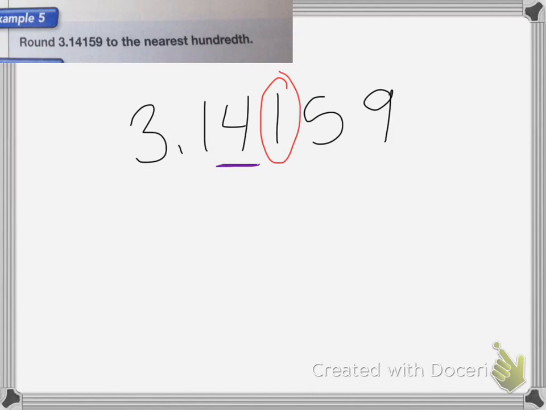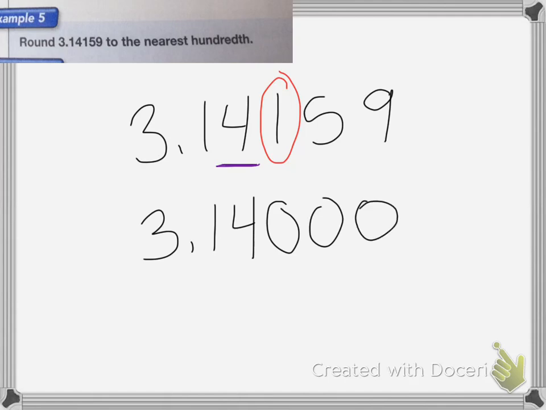Remember, if the circled digit is less than 5, we leave the underlined digit alone. And all of the numbers to the right of my underlined digit become zeros. So 1 is less than 5, so my new number is going to be 3.14, and then everything else becomes a 0. Now remember, with zeros, I can go ahead and erase them because it doesn't change my number. So my answer is going to be 3.14.